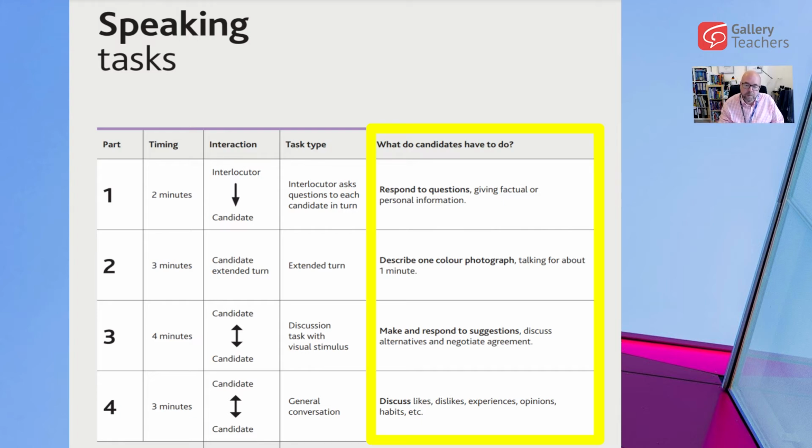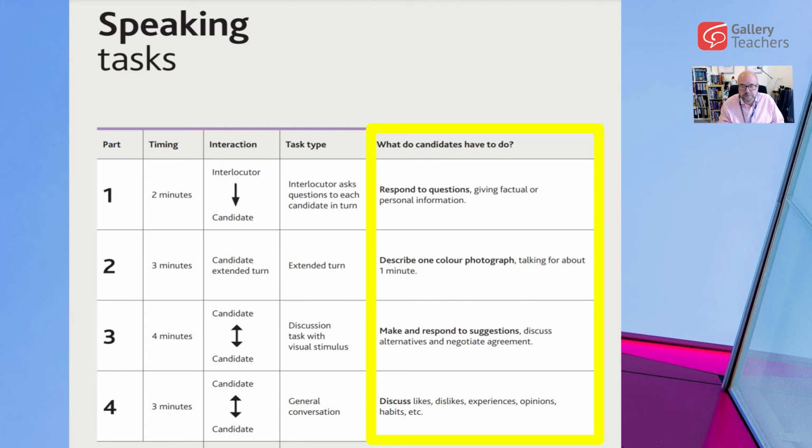But when we start looking at 3 and 4, and indeed everything here, what do candidates have to do? We're given some very nice indications of some of the areas and the functional areas that students need to be able to do for success in this exam. And I think this is a very nice way in to thinking about, at a given CEFR level, what speaking subskills we should be allowing our students to practice, to develop, to learn in our classrooms.